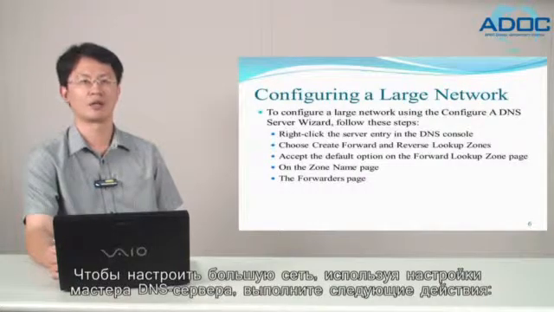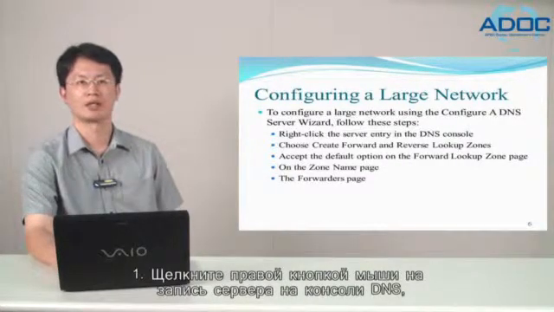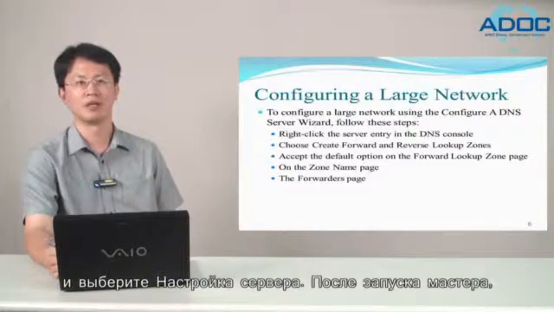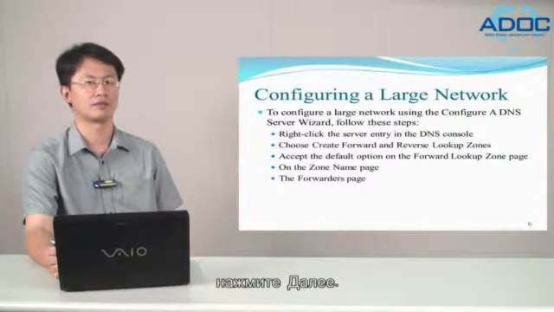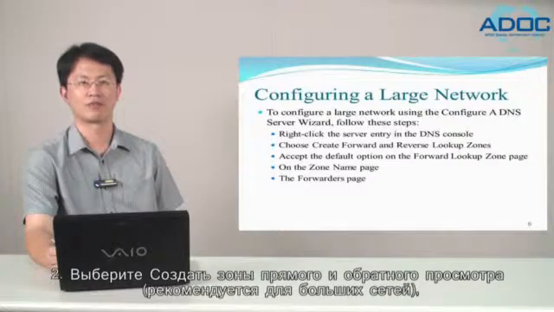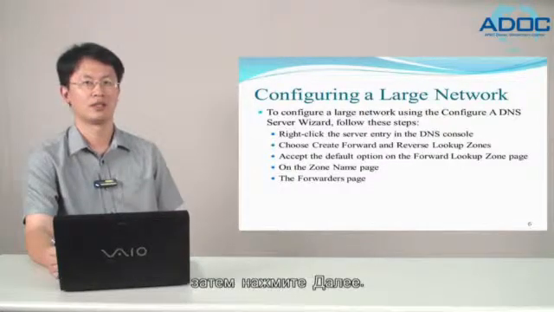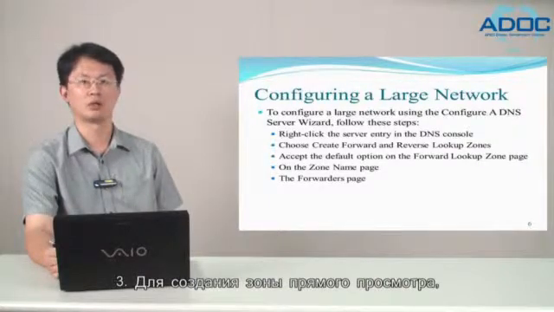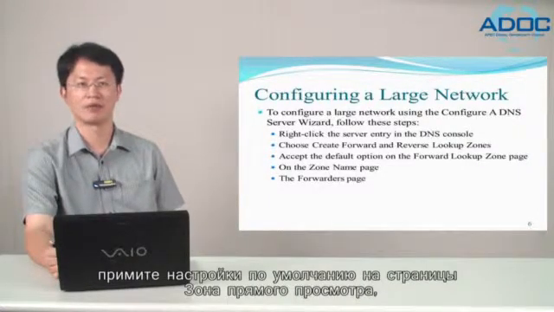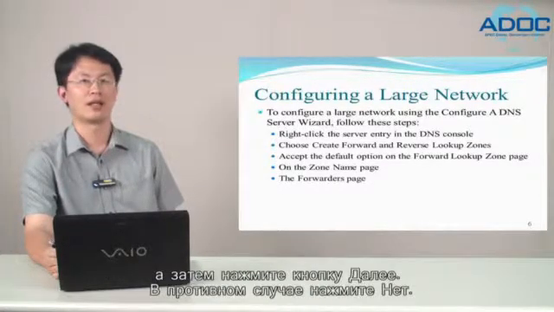To configure a large network using the Configure a DNS Server Wizard, follow these steps. First, right-click the server entry in the DNS console and select Configure a DNS Server. When the wizard starts, click Next. Second, choose Create Forward and Reverse Lookup Zones, recommended for large networks, and then click Next. Third, to create a forward lookup zone, accept the default options on the Forward Lookup Zone page, and then click Next. Otherwise, click No.